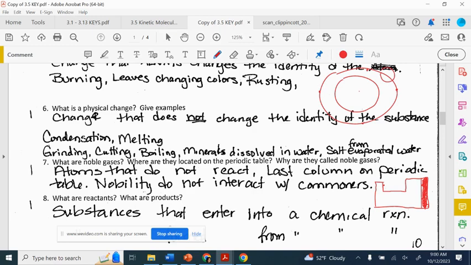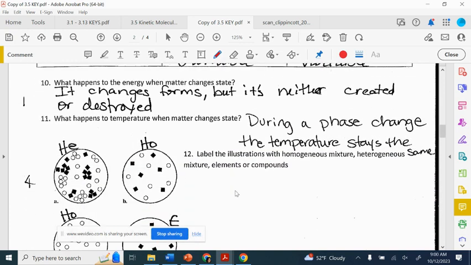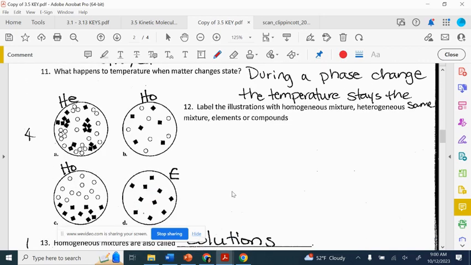Anything else on page 1? How about page 2? Anything on there that doesn't make sense? Yep. I'm confused about the illustrations with the mixture. Okay. So we talked about how we have things that are the same throughout. Okay. And we talked about different types of mixtures. So this is a mixture here. Okay. I'm confused about this one myself right here.